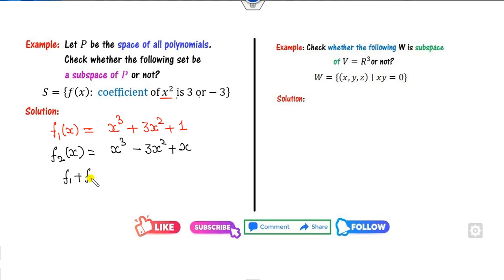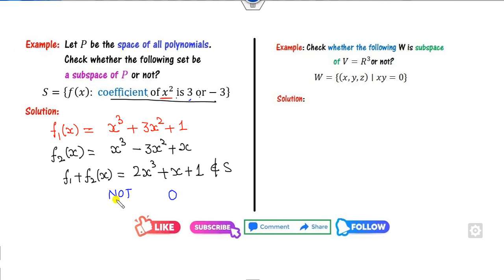Then what is f1 plus f2 of x? It is 2x cubed plus x plus 1. Does it satisfy this property? No, because this statement says the coefficient of x squared is 3, but what is the coefficient of x squared in this case? 0. It is not satisfied.